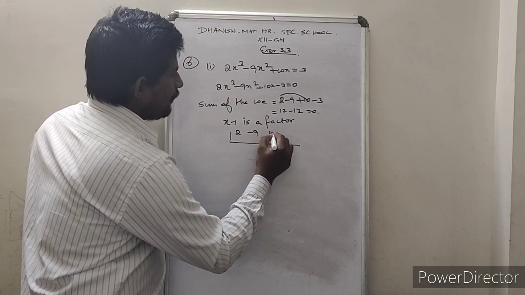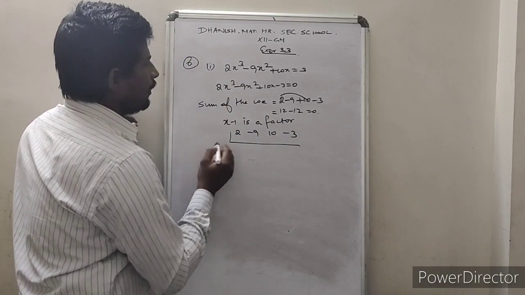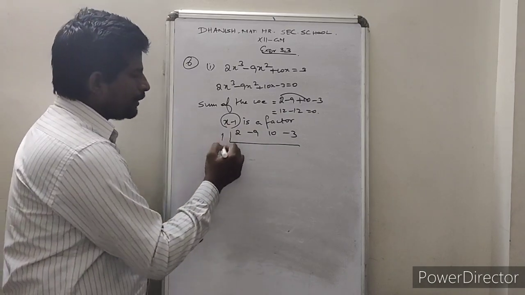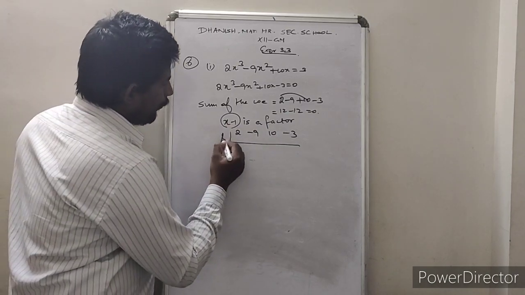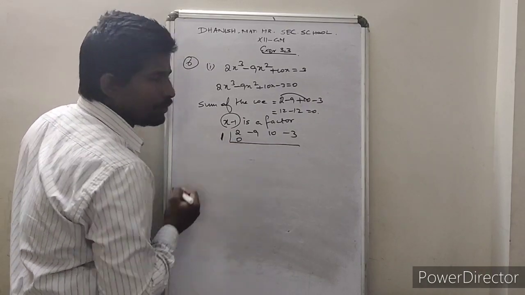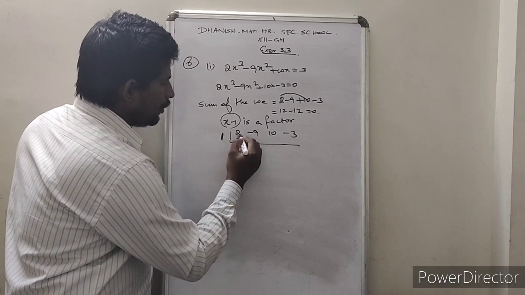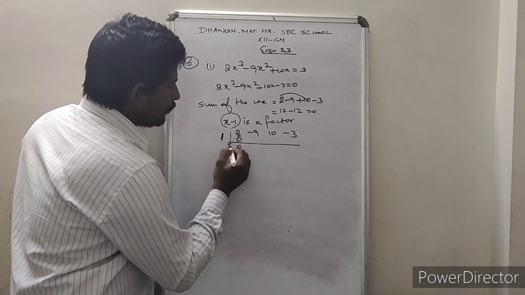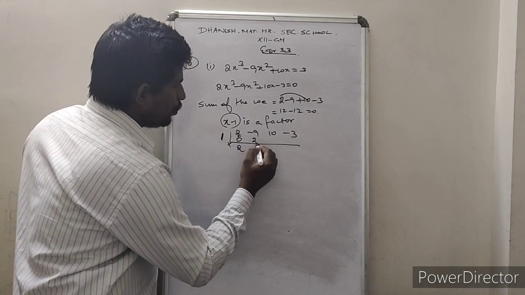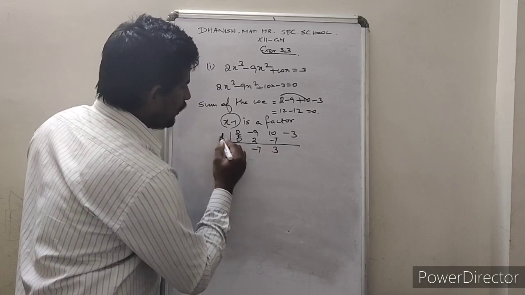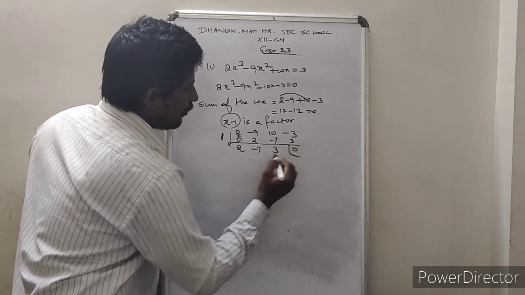2, minus 9, 10, minus 3. Here our factor is x minus 1, so our root will be plus 1. With the help of the root, we are going to continue the synthetic division. So I am going to put 0. You should add these two: 2 plus 0, 2. You should multiply these two: 1 into 2, 2. Minus 7. Minus 7 plus 3, 3. We will get 0.